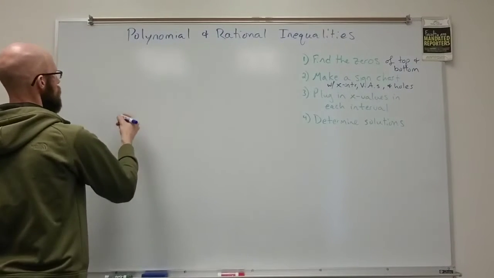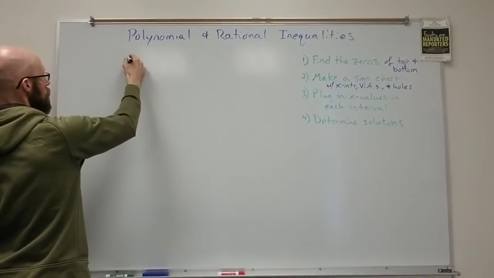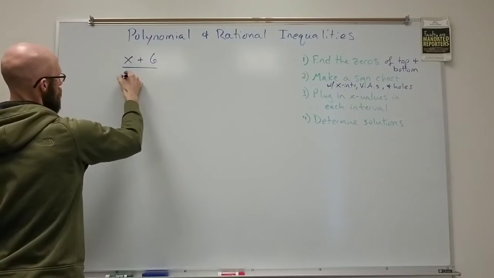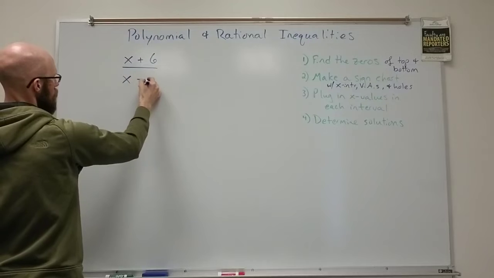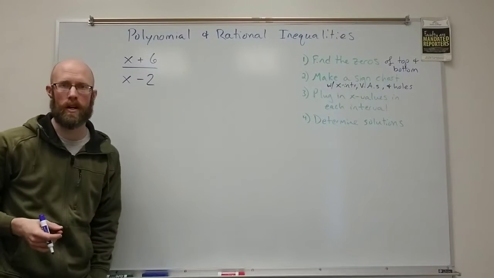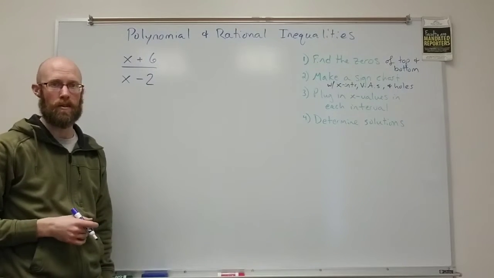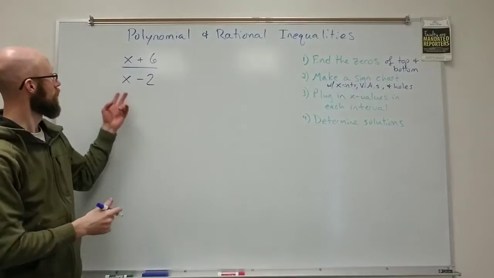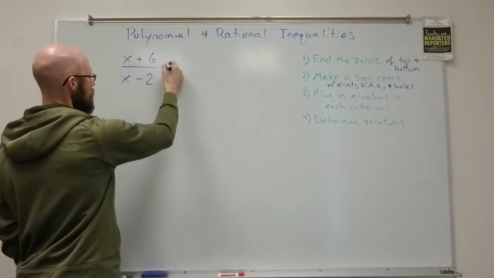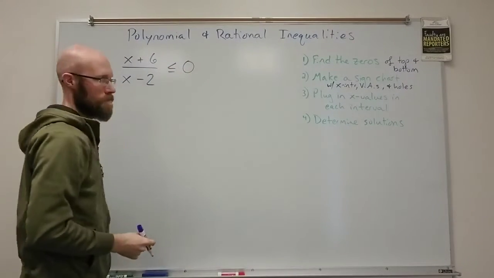Let's take the rational inequality x plus 6 over x minus 2, for instance. I don't know, making this up as I go here. And that's only the rational function. I need another part to this inequality. Let's say it's less than or equal to 0. Okay, fair enough.